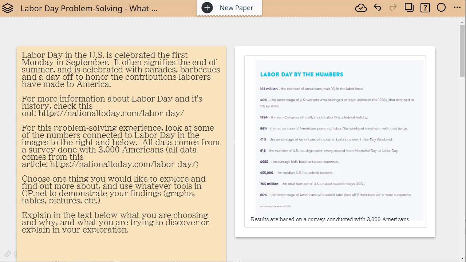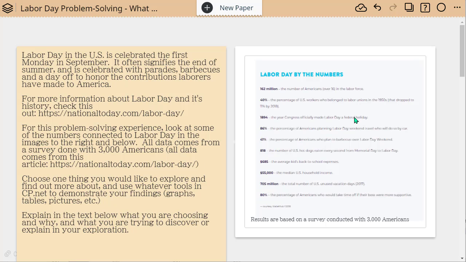So Labor Day is a very relevant holiday or day to students, and oftentimes they don't really even understand what it's from. So this activity is really very open, free form. It provides some data that was taken from some articles, and the results in this data are based on a survey that was conducted with 3,000 Americans. And there's links in here to the actual article with more information if students want to explore that.